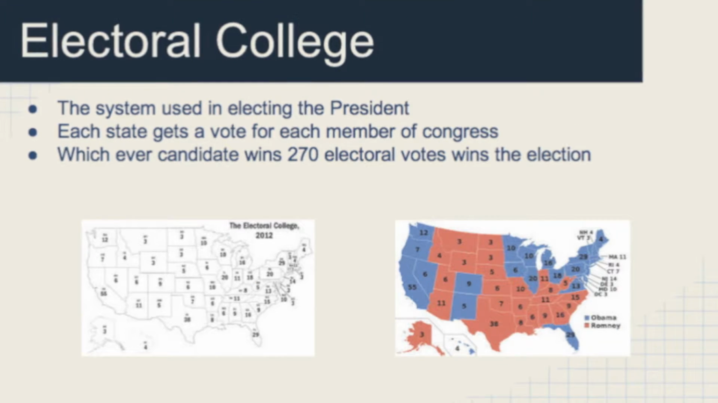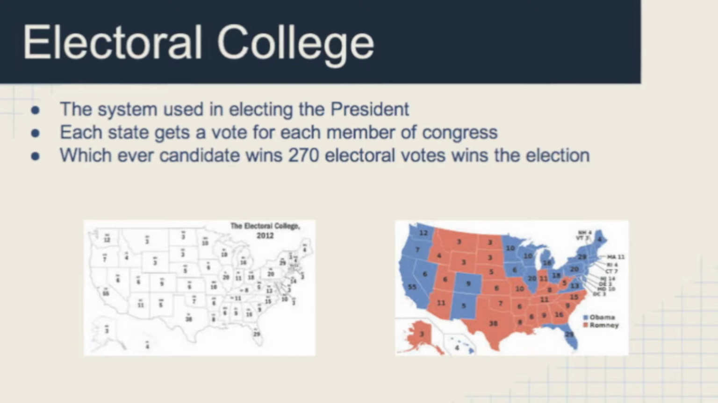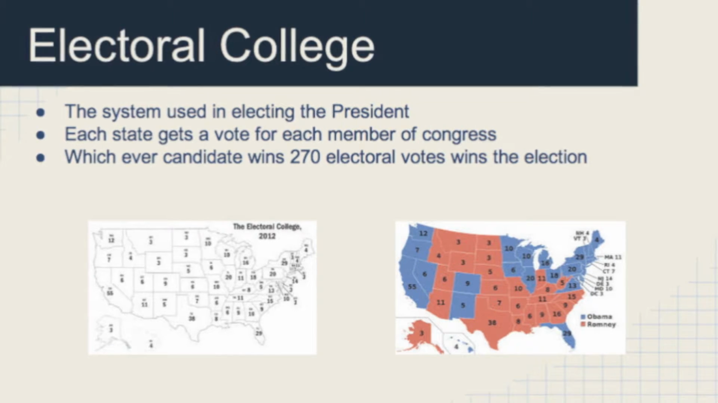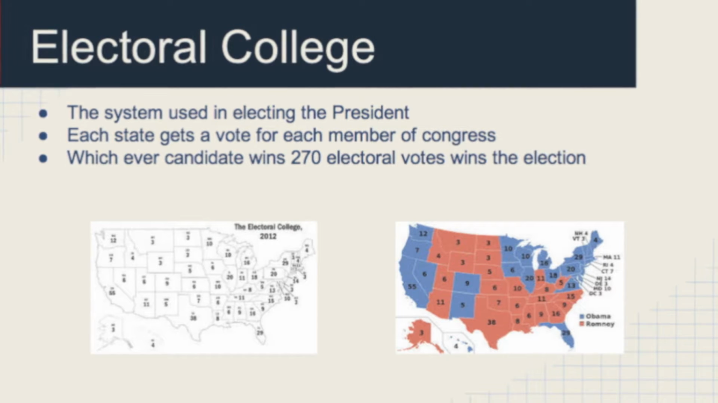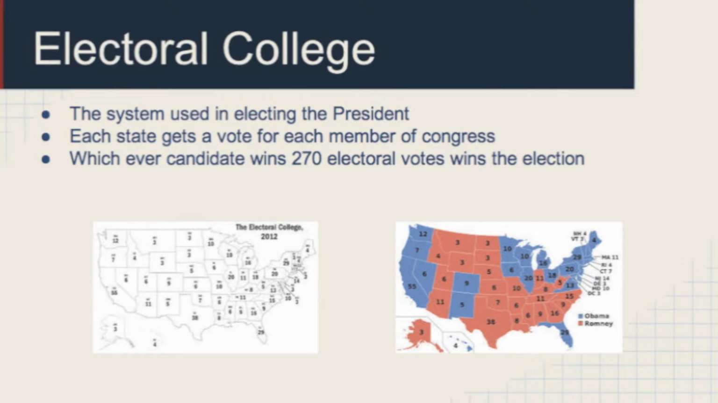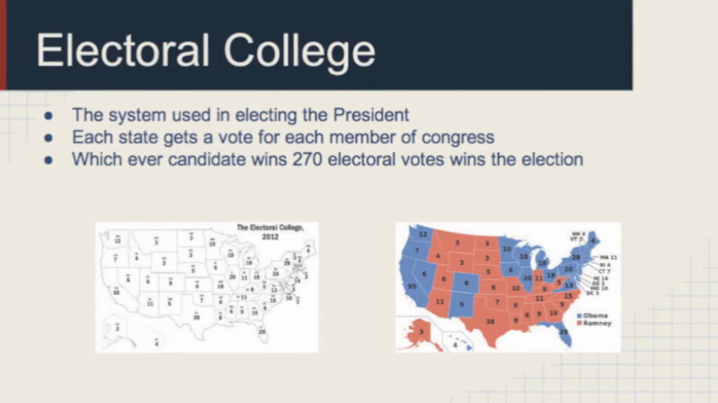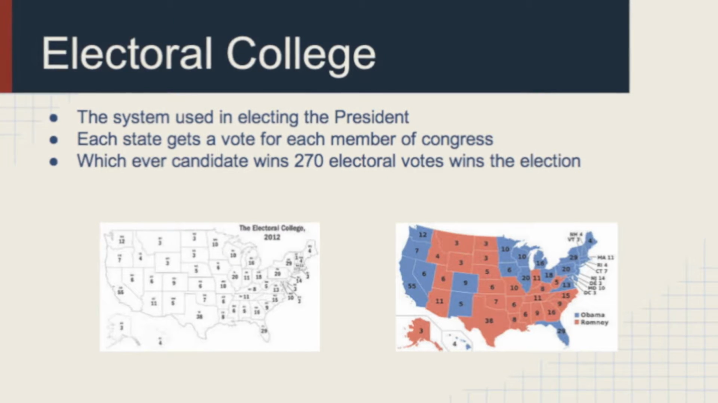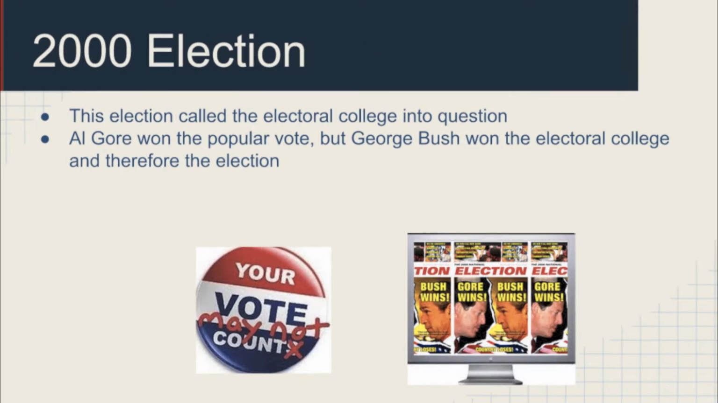The Electoral College works in a way that each state gets 1 vote per member of Congress. Each state has 2 votes for the Senate, and then 1 more for each member of the House, which depends on their population. When the citizens of the state vote, they're not actually voting for the president. They're voting for the members of the Electoral College, who will cast their official votes in December.